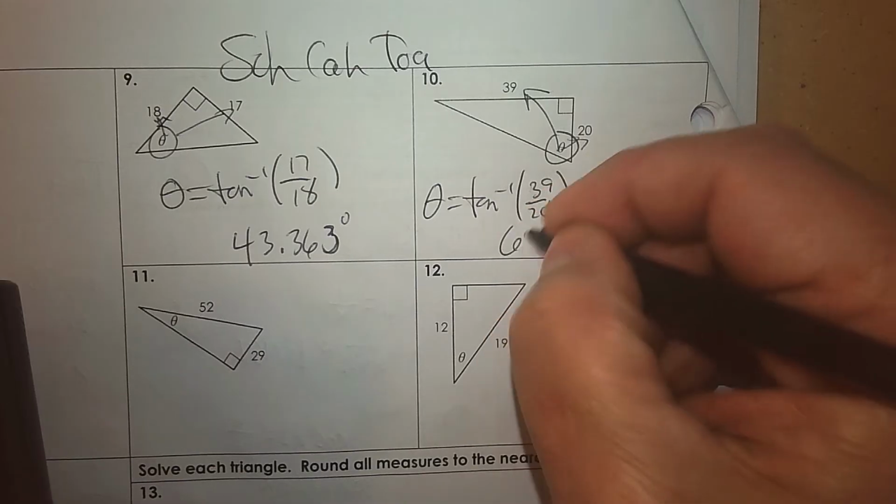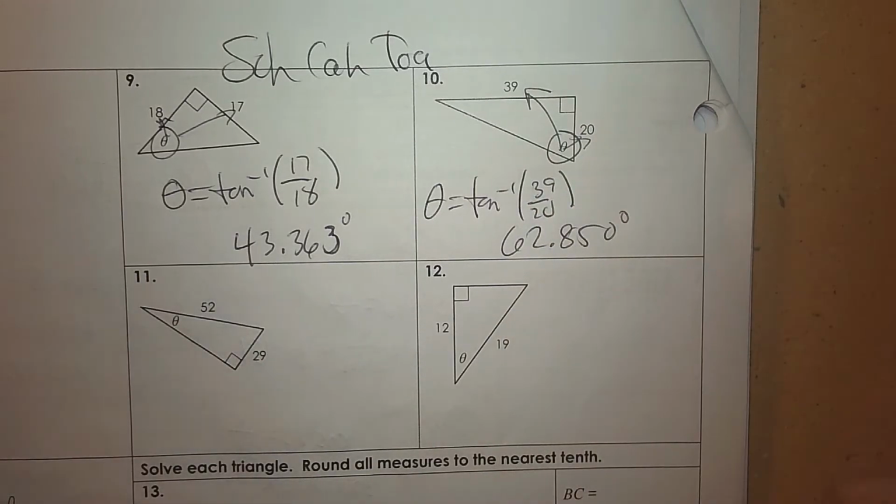And that's 62.850. Try number 11 and 12.